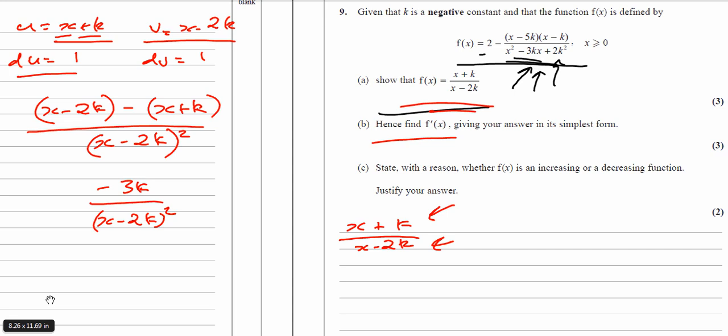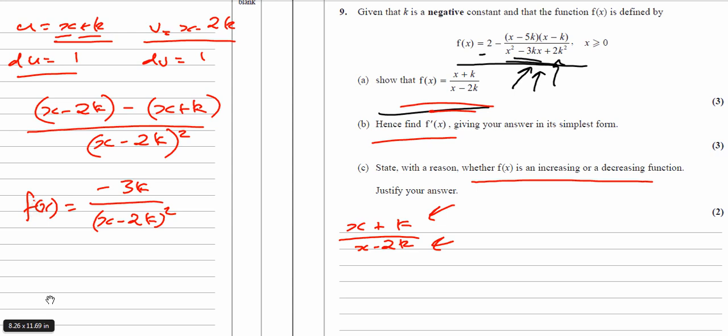State with a reason whether f of x is an increasing or decreasing function, justify your answer. So this is what f of x equals. Now if it's an increasing function, it's going to have positive gradients. If it's a decreasing function, it's going to be a negative gradient.